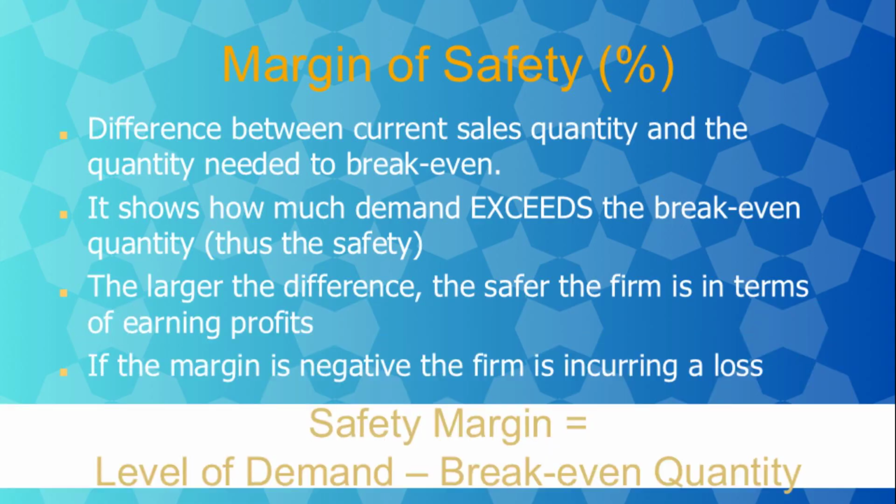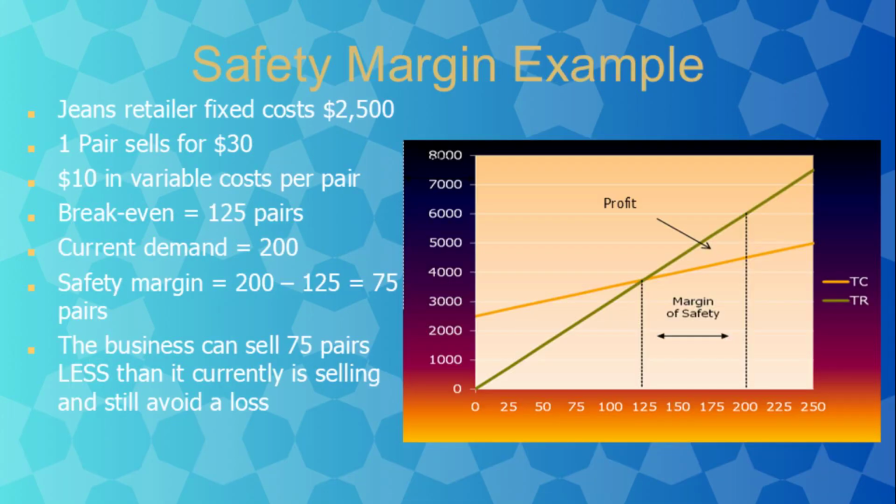The margin of safety is the difference between the current sales quantity and the quantity needed to break even. It shows how much demand exceeds the break-even quantity, providing a safety buffer for the firm. For a jeans retailer with fixed costs of $2,500, selling one pair for $30 with $10 in variable costs per pair, the break-even is 125 pairs. If the current demand is 200 pairs, the safety margin is 75 pairs, indicating the business can sell 75 pairs less and still avoid a loss.